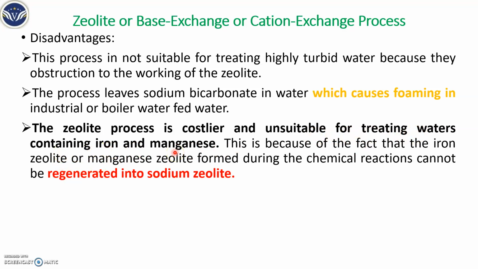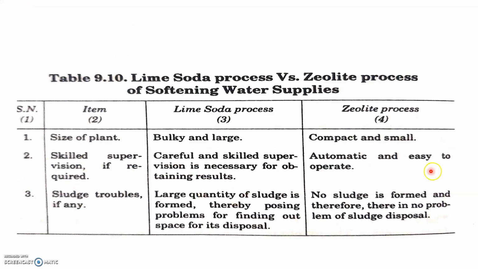Why is it costlier? Because when you treat with iron and magnesium, the regeneration of sodium zeolite doesn't take place. We can't regenerate it, and that is the reason why it becomes very costly. So these are some of the disadvantages of the zeolite, or base exchange, or cation exchange process. Now there is a comparison between the lime soda process and the zeolite process.